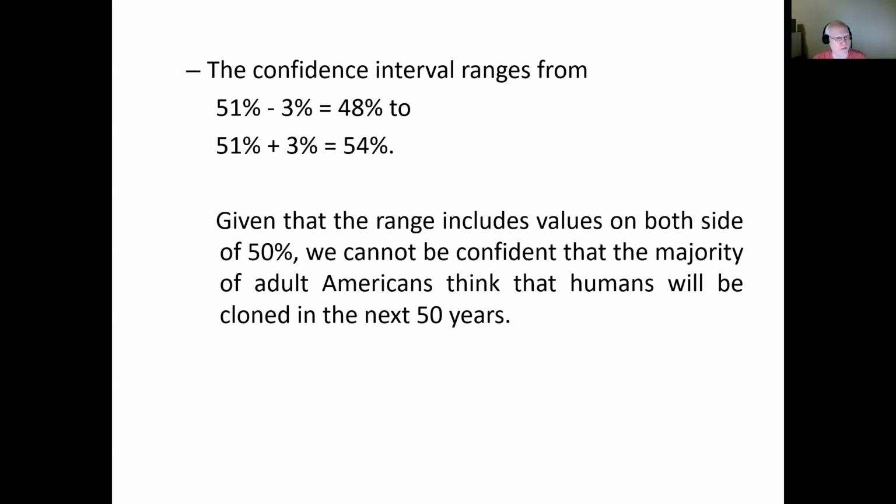In this case, it's entirely plausible based on our data that it could be 48, 49, up to 49.9, all the way up to 50%. Even up to 50% would not be a majority, which would require 50% plus 1. So it's entirely plausible that it's a minority or half, based on what we can be confident in saying. So in this case, we cannot be confident that a majority of adult Americans think that humans will be cloned in the next 50 years. It's entirely plausible that a majority does, right?